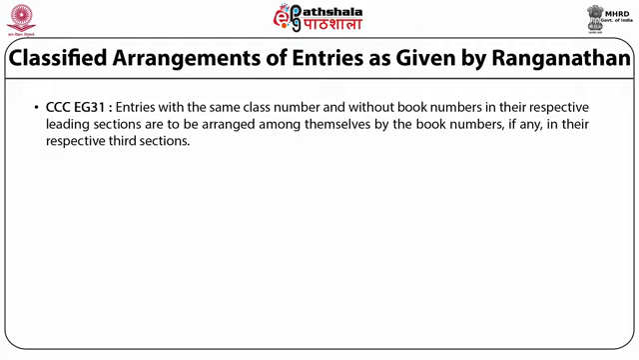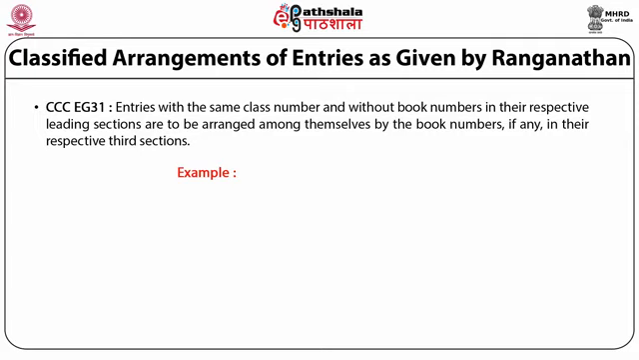CCC rule number EG31: entries with the same class number and without book numbers in their respective leading sections are to be arranged among themselves by the book numbers, if any, in their respective third section. Two examples are shown below.